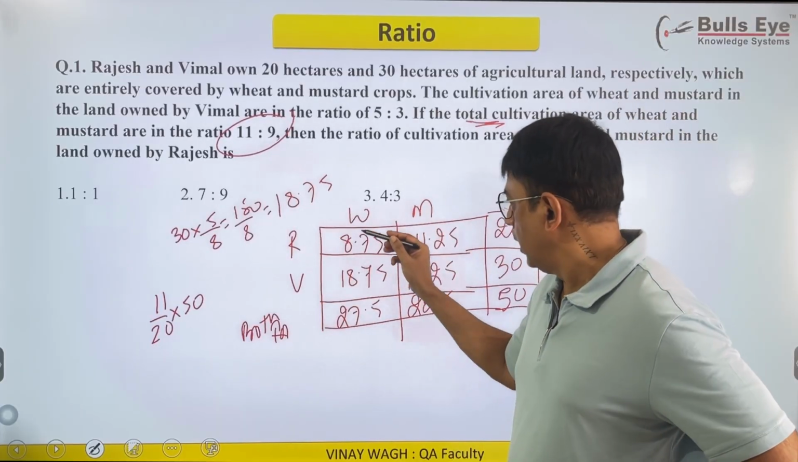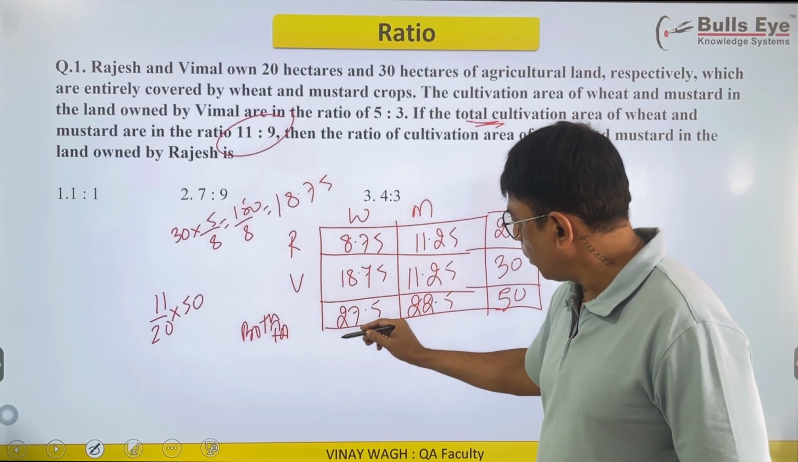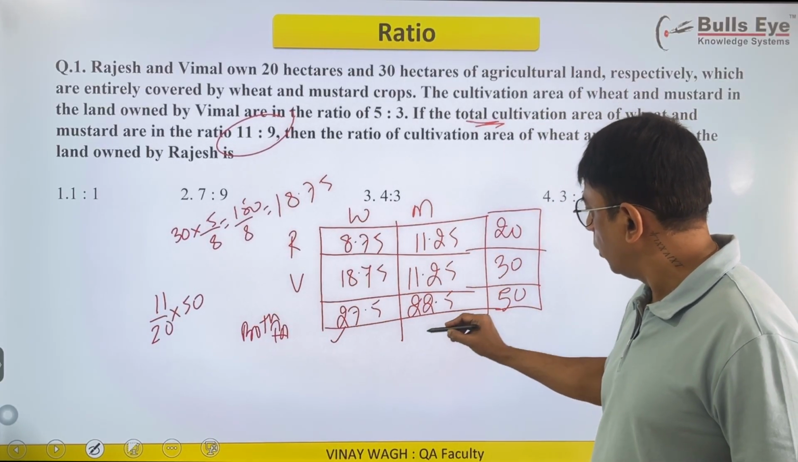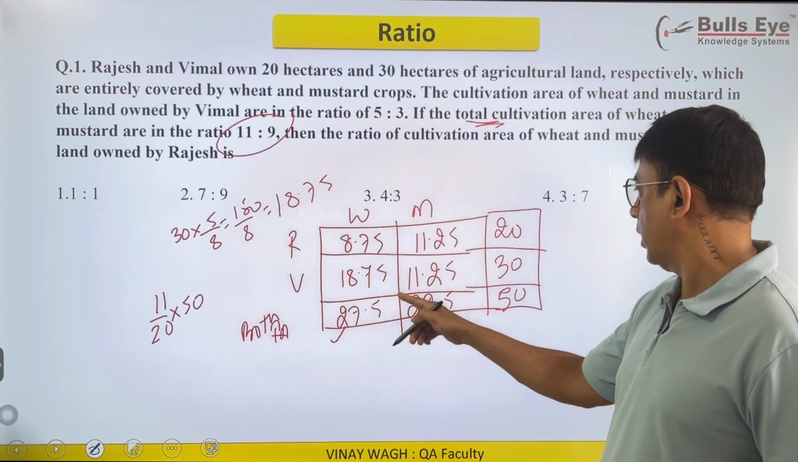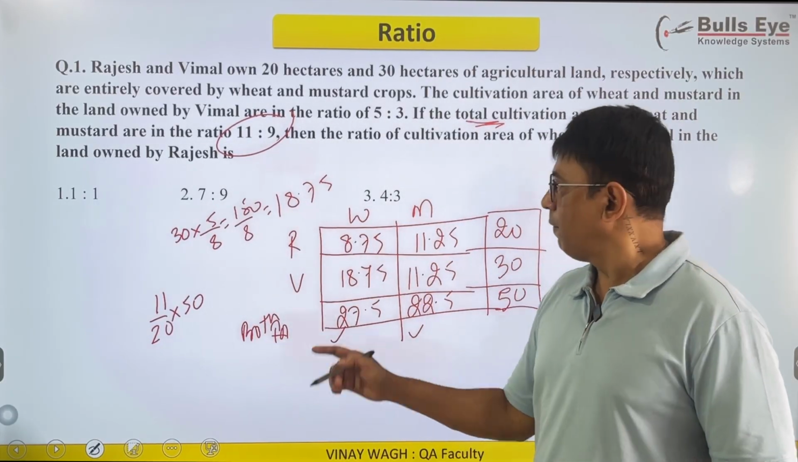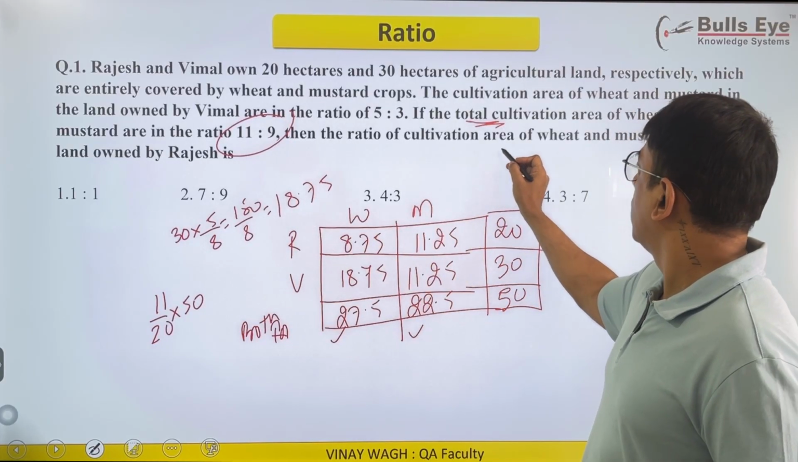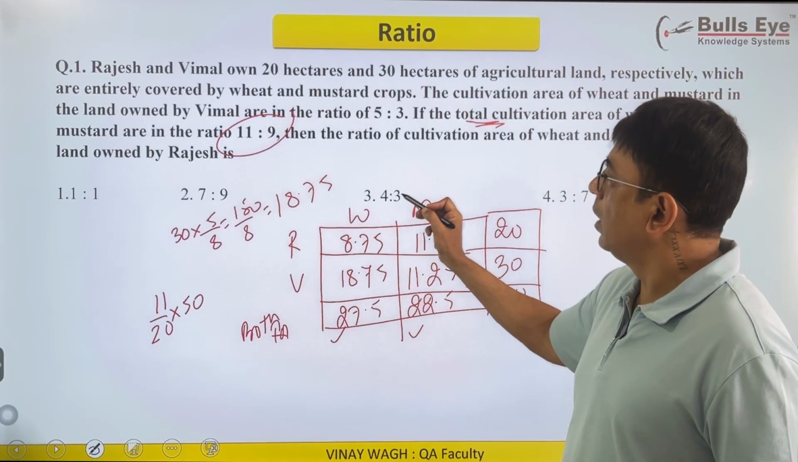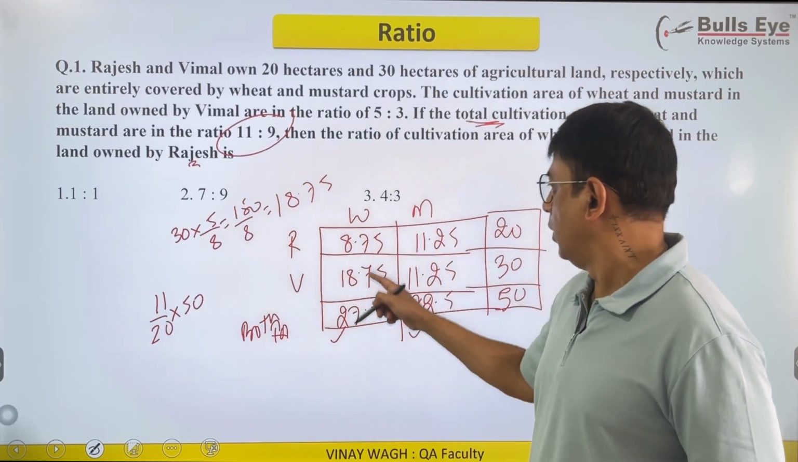All is well. This is okay, this is okay, this is obviously okay. So we are done. Finally, the question asks for the ratio of cultivation area of wheat and mustard, and that is for Rajesh.